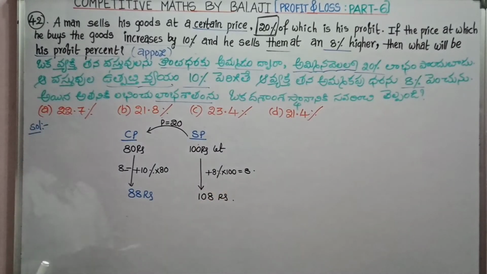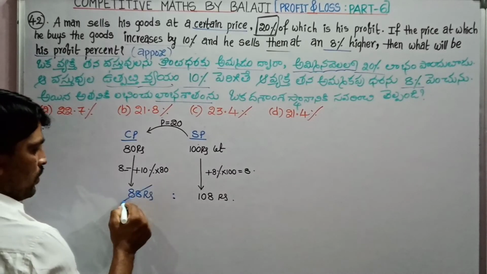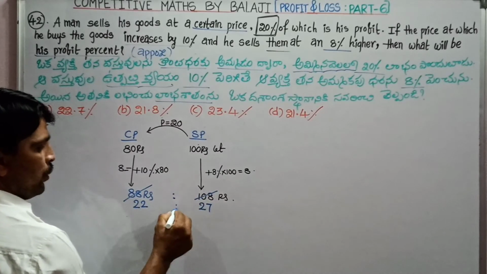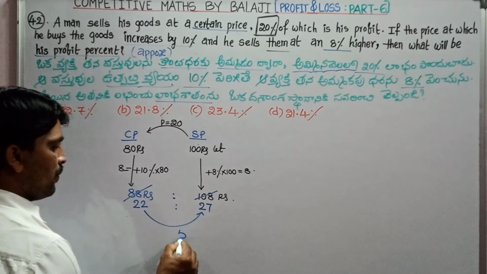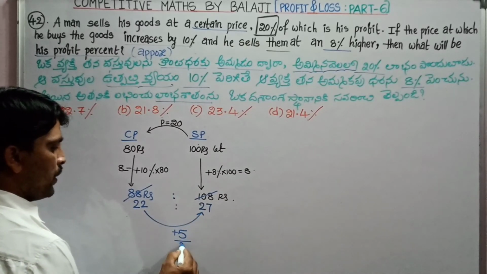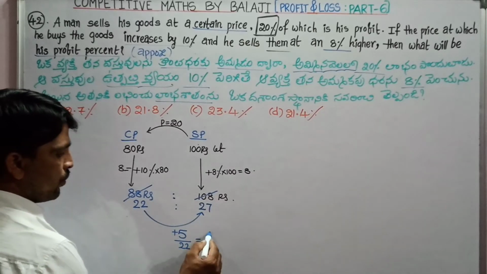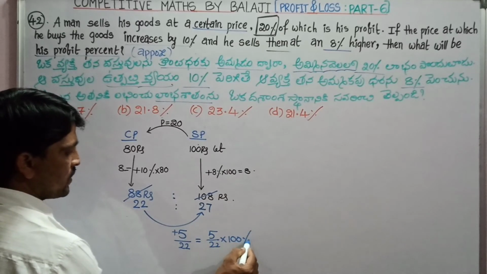Then what will be his profit percentage? Consider the ratio. 4 22s, 4 27s: 22 is to 27. So there is a profit of 5 units over 22 CP, which you have to convert into percentage: 5 by 22 into 100%.